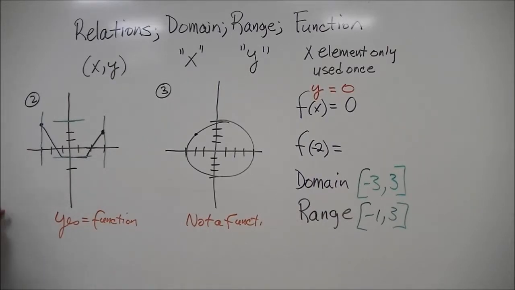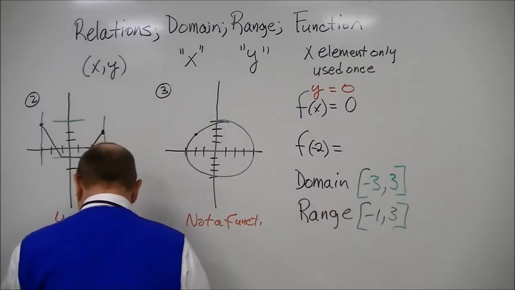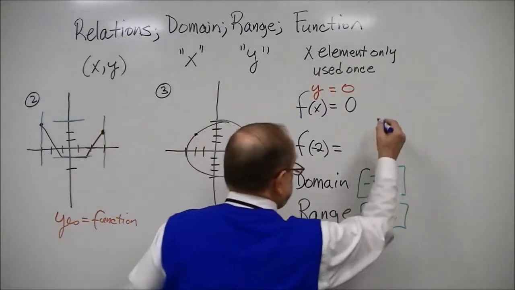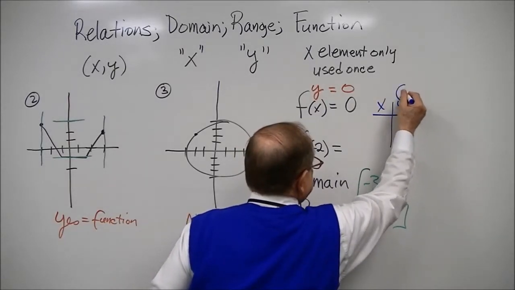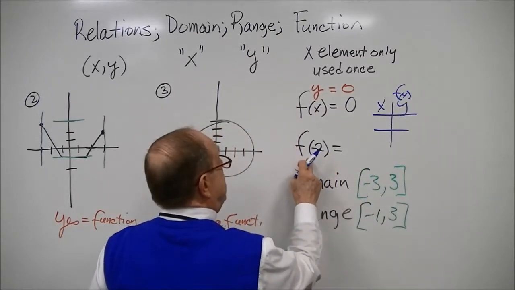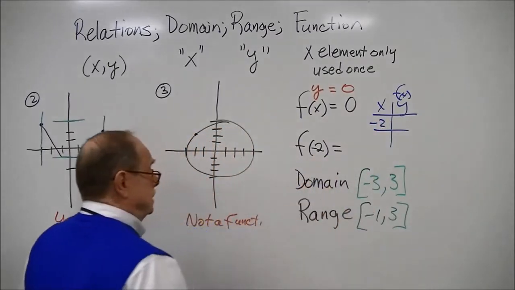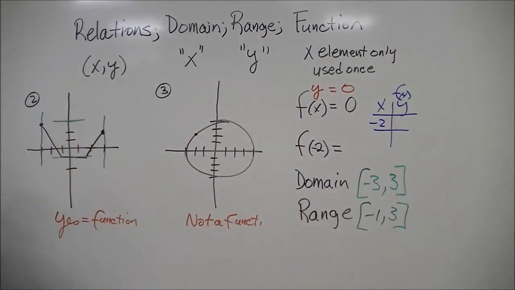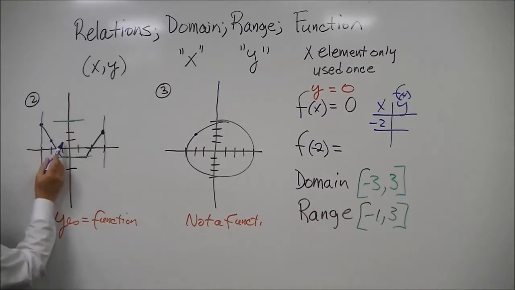Now how about if x, and let's make our little t-chart here. Remember, this is f of x. And if, in this case now, x is negative 2, what will our y value be? Well, if x is negative 2, right about there, our y value is going to be a 1.